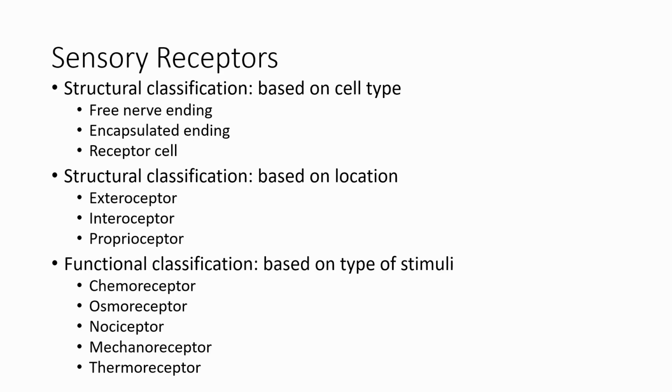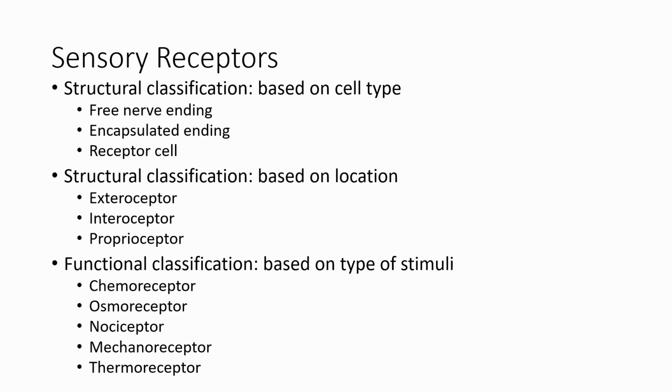So before we get deep into the woods here, let's at least talk about different types of sensory receptors, because we can classify them in a lot of different ways. We can classify them based on their cell type. So is it a free nerve ending? Is that nerve ending encapsulated? Is it a receptor cell, right? So these different things, just based on cell type, we can have different classifications there.